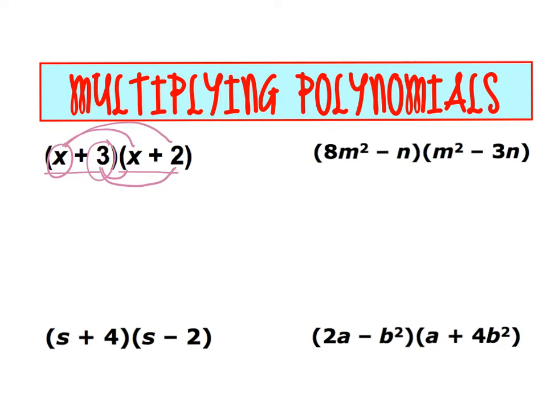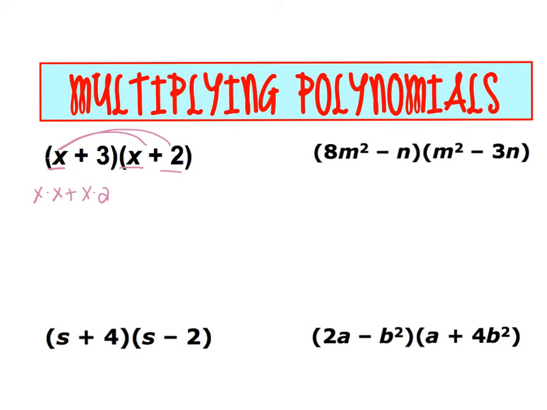So as you can see, we are still distributing, but we're just doing it twice. Let's walk through that again, just so that we can see it. Like I said, I'm taking each term here and multiplying it by the terms in the second set of parentheses. So I'm going to take x times x, and then I'm going to take x times 2.